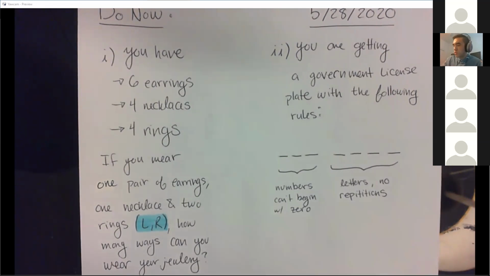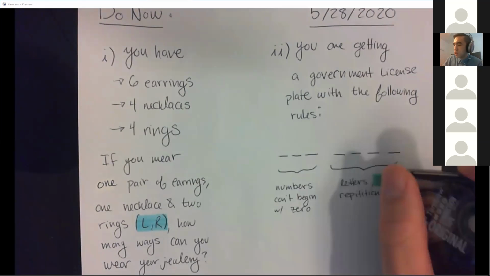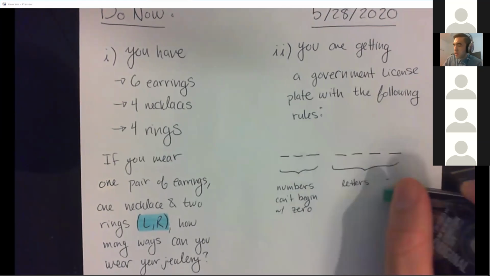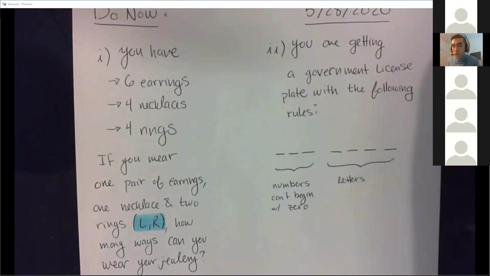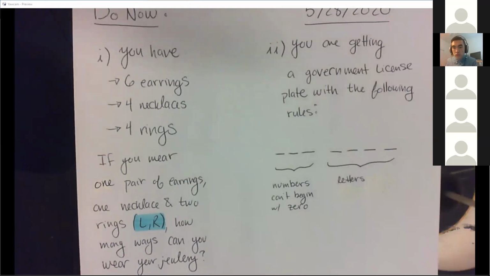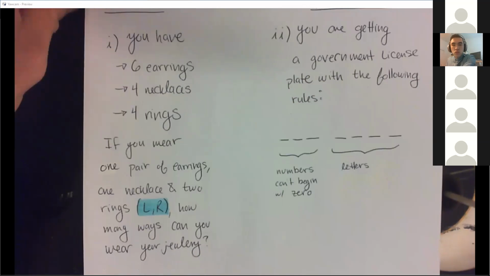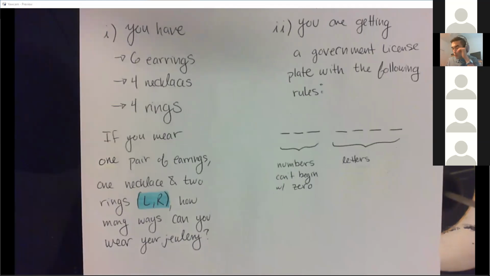Actually, let's just do just letters. I think it's doable either way, but we'll keep that part simple. So that second part over there on the right is just going to be letters. So go ahead, deal with these 2 counting questions, and then we will go over them.